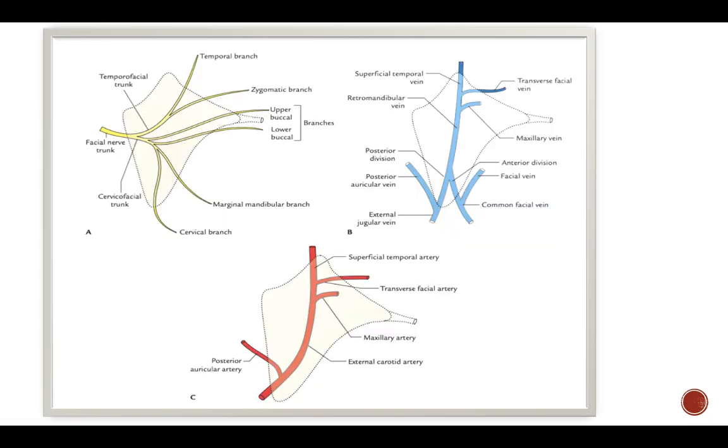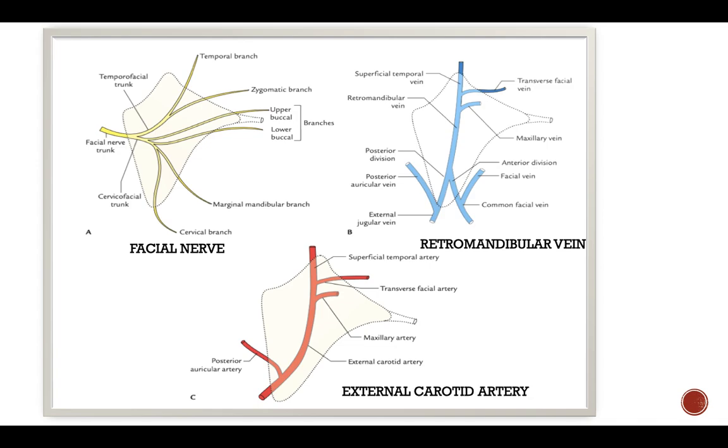Now let's see in detail about the three structures: the facial nerve, the retromandibular vein and the external carotid artery. The facial nerve, its course and its branches are dealt with by Karthikeyan in a separate video. I just don't want to repeat it again, so go and check it out on our channel. I will just explain these two structures, the retromandibular vein and the external carotid artery.